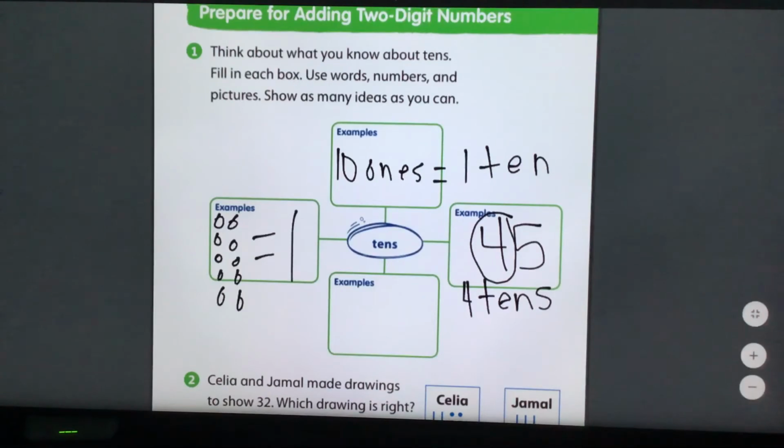And then the last way to show this is to just draw your tens. And then you can draw some ones. I'm going to draw an arrow like this. And I drew 1, 2, 3, 4, 5. I'm going to write 5 tens. So those are different ways to show what tens means.